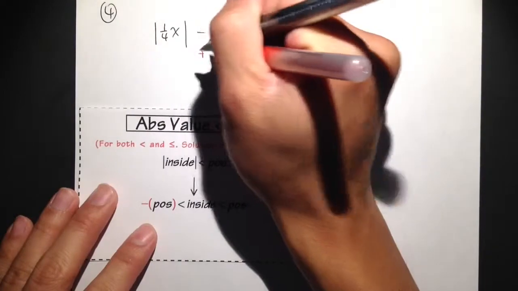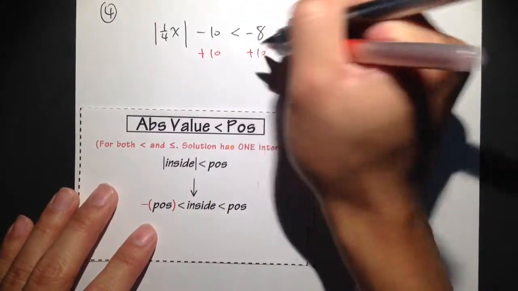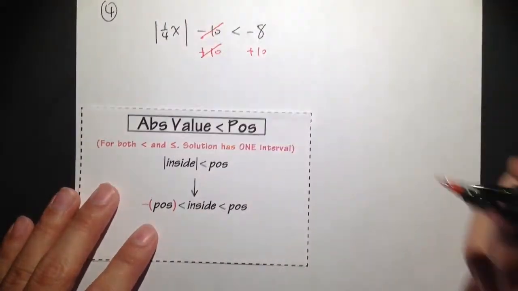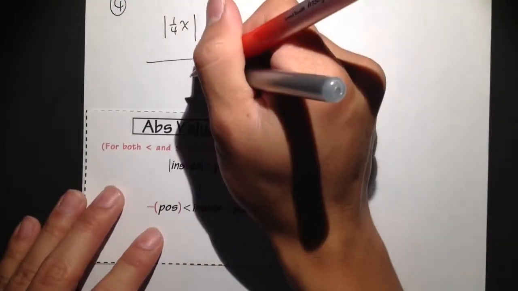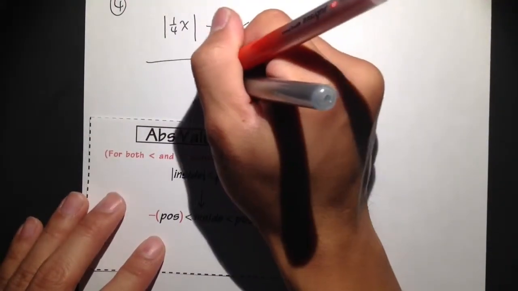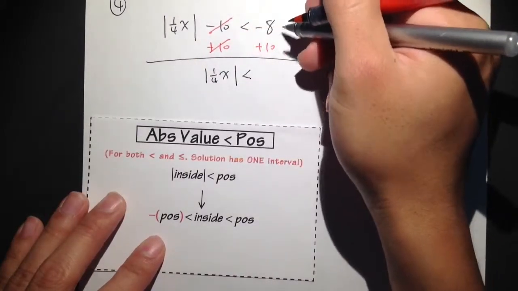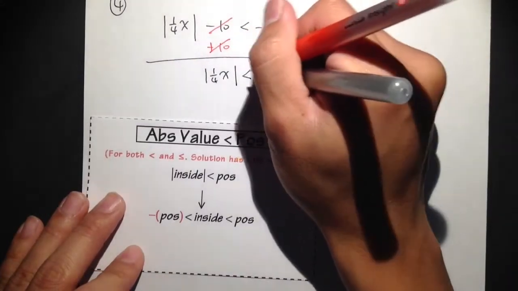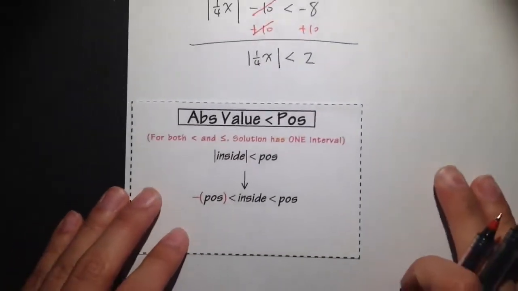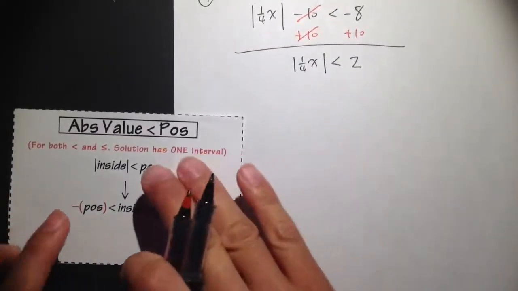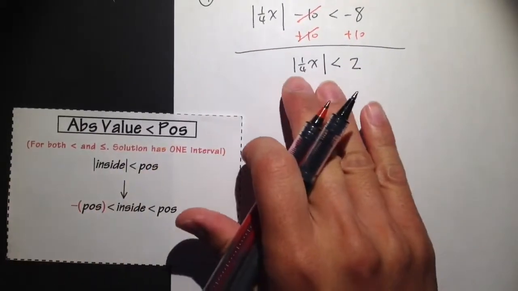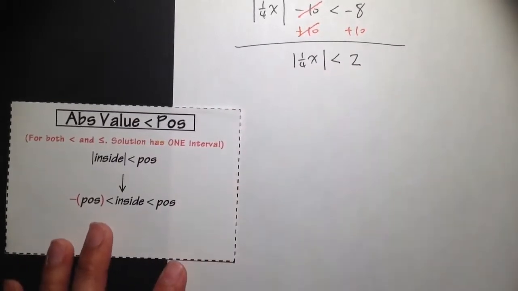So I will have to add 10 here to get rid of these two numbers. And then I will just get the absolute value of 1 over 4x, bring down the less than, negative 8 plus 10 is equal to 2. Okay, so that's what we have right now. The absolute value of something inside is less than 2.